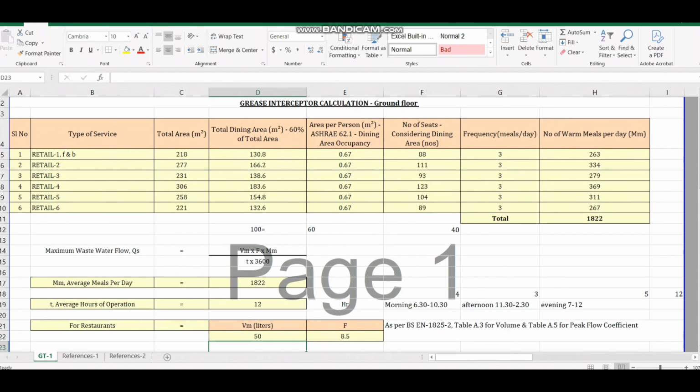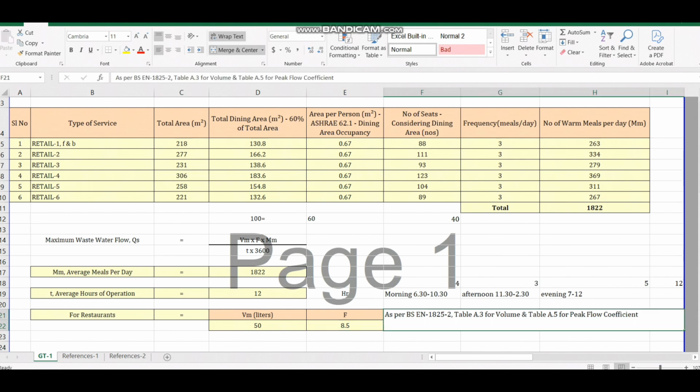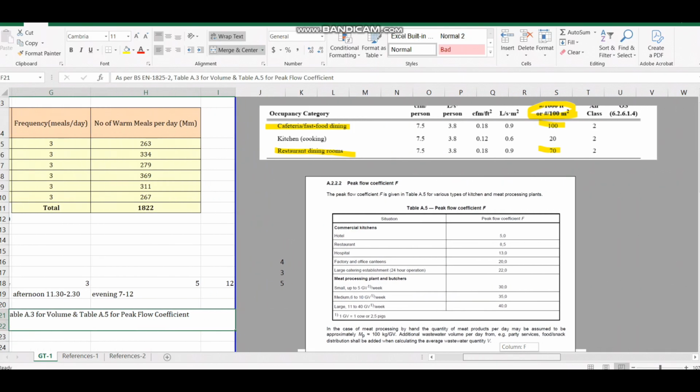So now I need to consider for the restaurant, for each meal, how much water I need to consider, and what the frequency is. What is the peak flow coefficient that will come? These two things you can get from two different tables. One is as per British Standard 1825, where you can go to table A3 for the volume of the water, and A5 for the peak flow. I will open those tables for your understanding.